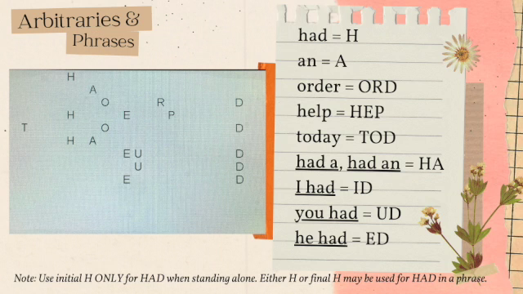So had, that's initial H; an, vowel A; order, vowel O, final R, D; help, initial H, vowel E, final P; today, initial T, vowel O, final D; had a and had an, we have initial H and vowel A; I had, that's vowel I, final D; you had, vowel U, final D; he had, vowel E, final D. Okay, take a note of this. We use initial H only for had when standing alone. So either H or final H may be used for had in a phrase.